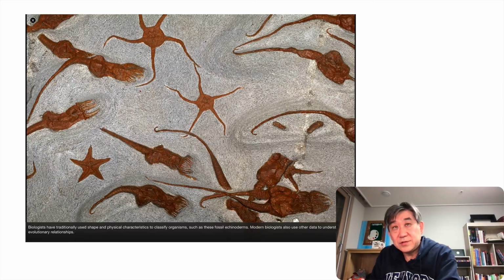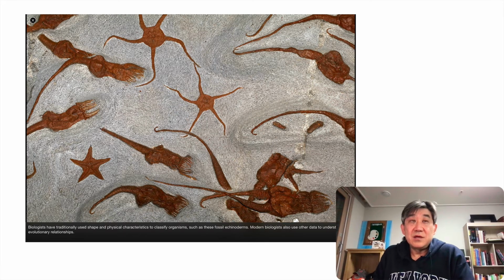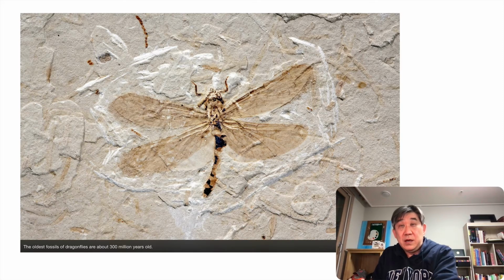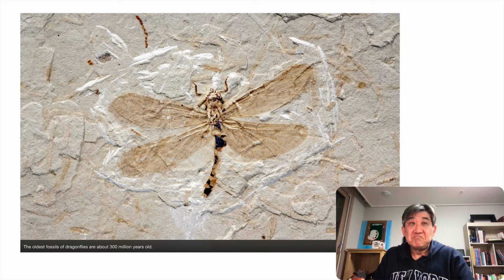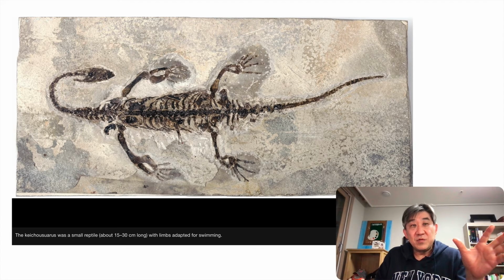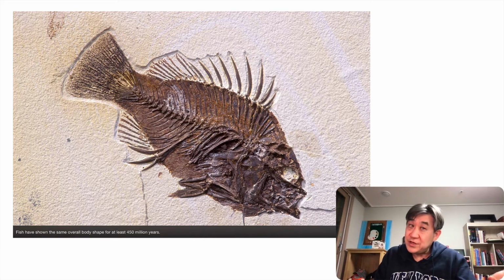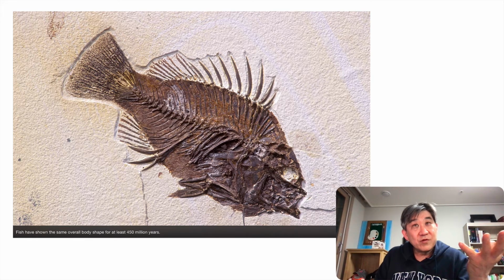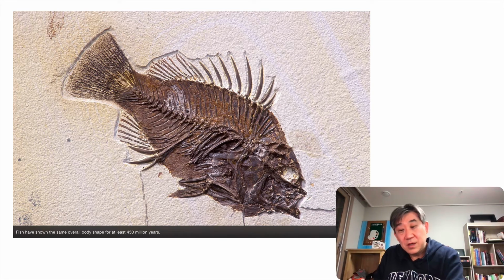deciphering the common ancestors. So, like here are all the fossils of echinoderms, several hundred million years old, and this dragonfly, basically not showing any drastic, major changes. And also some of the ancestral forms of the reptile fossil, fish. Also, as you can see, the overall body plan over several hundred million years has just preserved its body pattern.